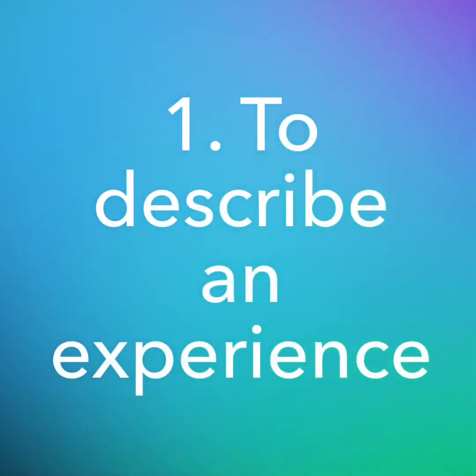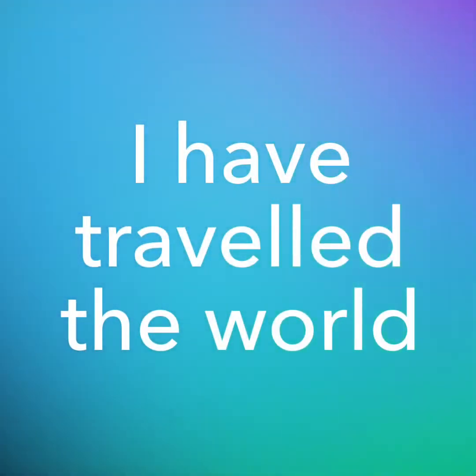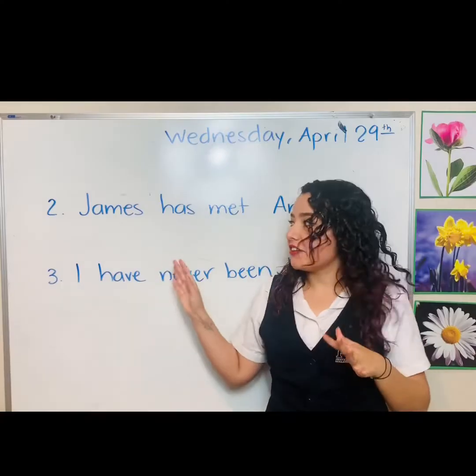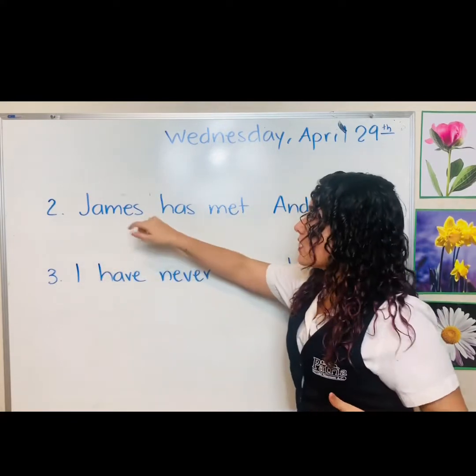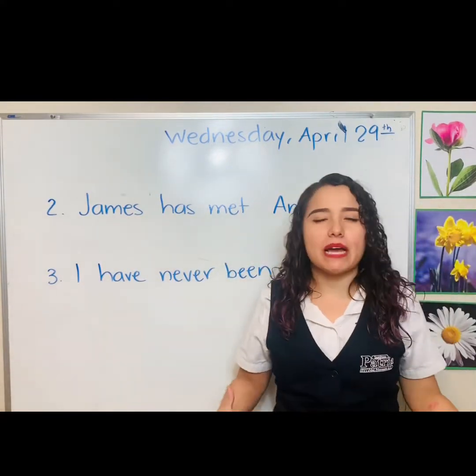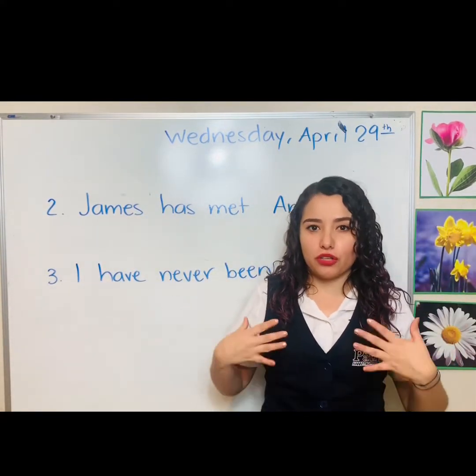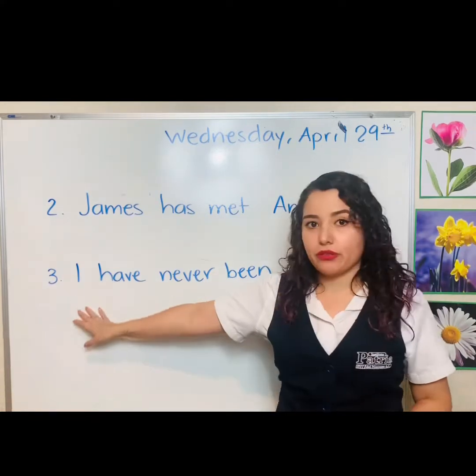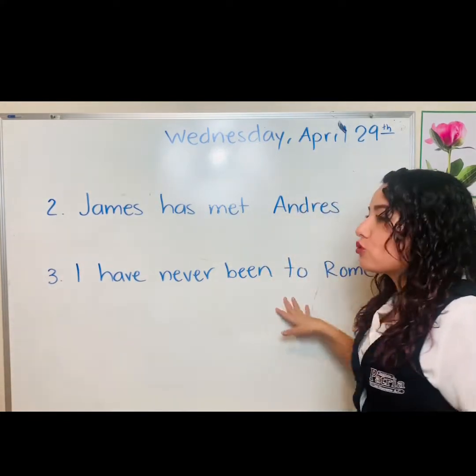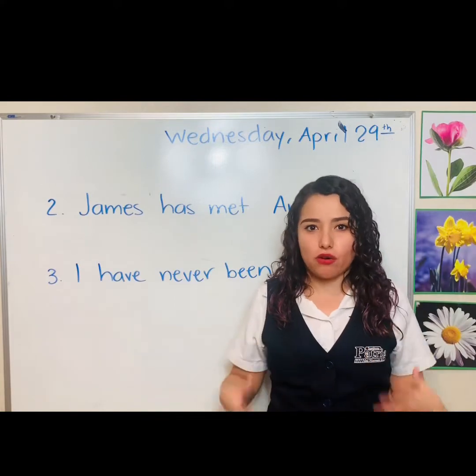Number one, to describe an experience. An example will be, I have traveled the world, which in Spanish it would mean he viajado por el mundo. So right here I have another two examples. Number two, James has met Andrés. In Spanish it will be, James ha conocido a Andrés. And on number three, it will be, I have never been to Rome. Nunca he estado en Roma.